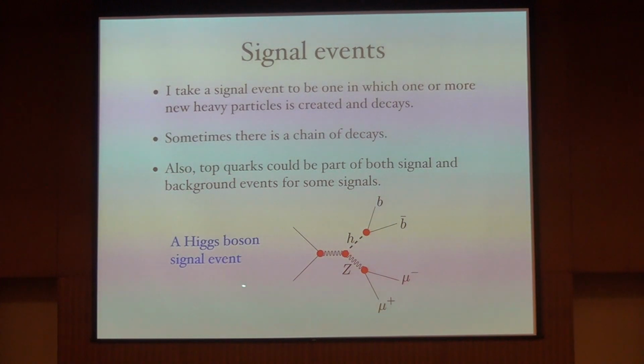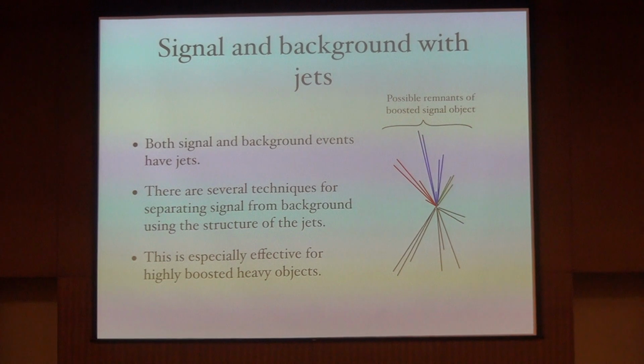So here's an example. This is a production of a Higgs boson decaying, recoiling against a Z boson. And the Z you can just tell immediately because it decays to e plus e minus or mu plus mu minus. So that's easy to see. But supposing the Higgs boson decays to b b-bar, then could you pick that out against the QCD background?